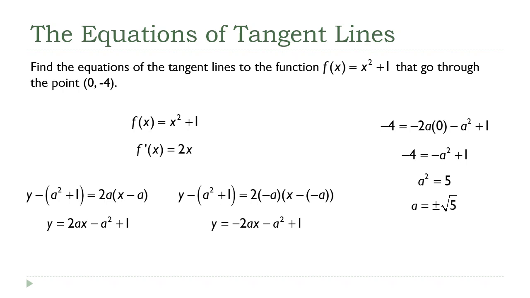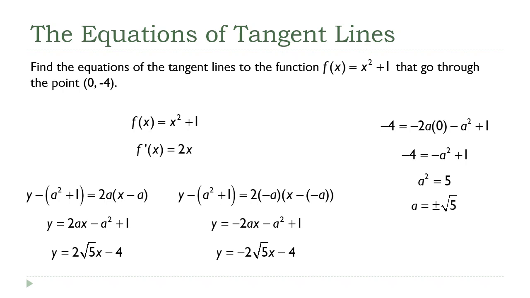To get to the final answer, I need to take plus square root of 5 and put it into the first equation. And if I do that, it becomes this. And I'm also going to take the square root of 5 and put it into the second equation. The minus part is built in. When I did 2 times minus a and x minus a, the minus part was already built in. So I'm just going to put plus square root of 5 in there again. And we get this equation.